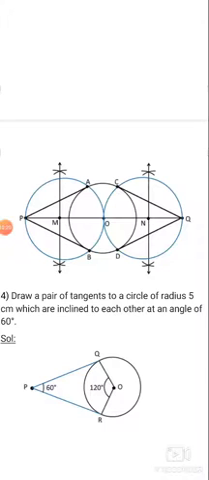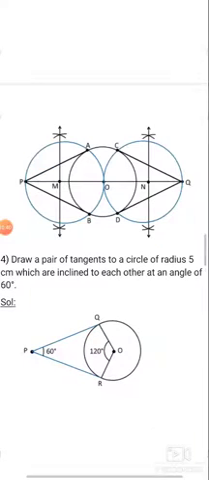Now OQPR is a quadrilateral. Sum of all the angles is equal to 360. Now 90 plus 60 plus angle QOR is equal to what? 360 degrees. So angle QOR is equal to what? 120 degrees there. Now we need to construct that.